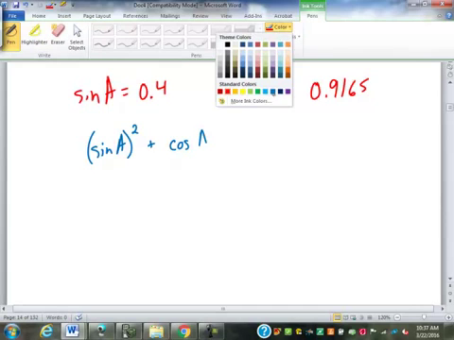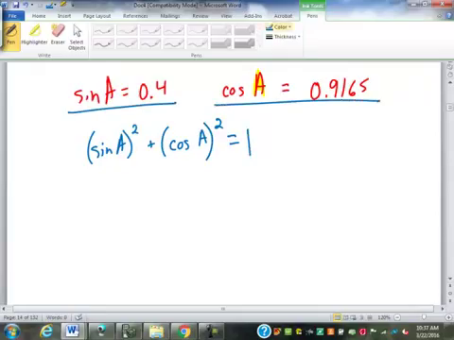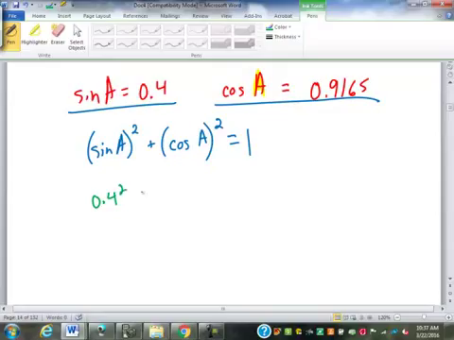So the sine of the angle squared plus the cosine of the same angle squared has to add up to 1. So if I know the sine of the angle, I know its cosine by just doing that formula. I just put in 0.4 squared plus the cosine of A squared equals 1, and I solve that, and I end up with 0.9165.